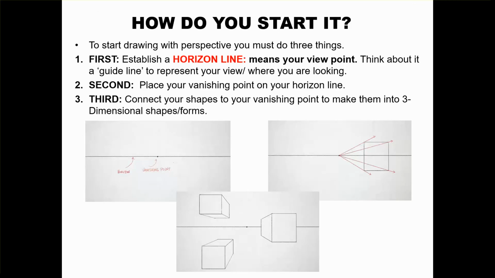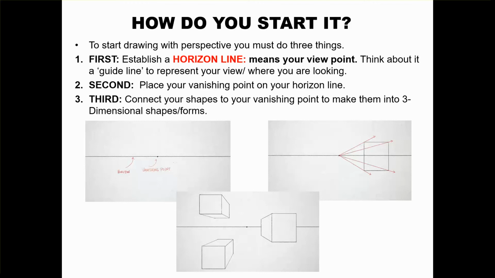Please write down horizon line. But we do this in a couple of steps. So to start a drawing with perspective, you must do 3 things. First, establish a horizon line. The horizon line means your viewpoint. So that's the area where you're looking. So again, we establish a horizon line, which means your viewpoint.